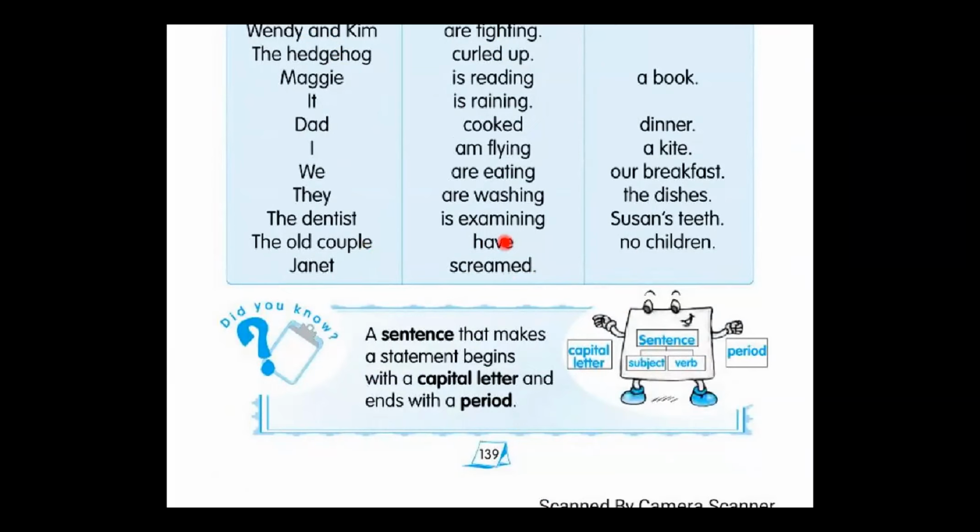The old couple have no children. So here we have old couple as the subject, have is the verb, and no children is the object over here. Yes. And let's see down over here what is mentioned.